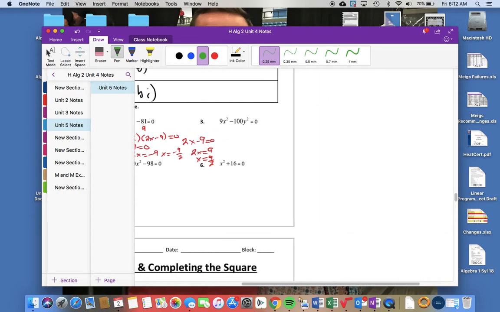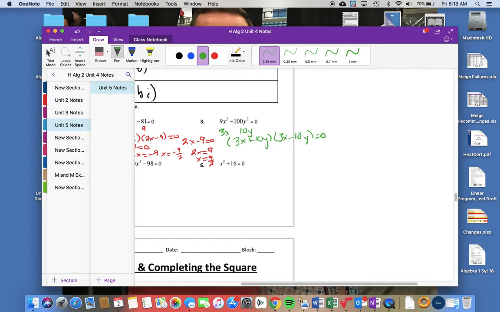Okay. Now, sometimes, again, perfect squares are going to be more advanced. So square root of 9x squared is 3x. Square root of 100y squared is 10y. So sometimes you might have to deal with multiple variables, in which case you've got 3x plus 10y and 3x minus 10y equals 0.